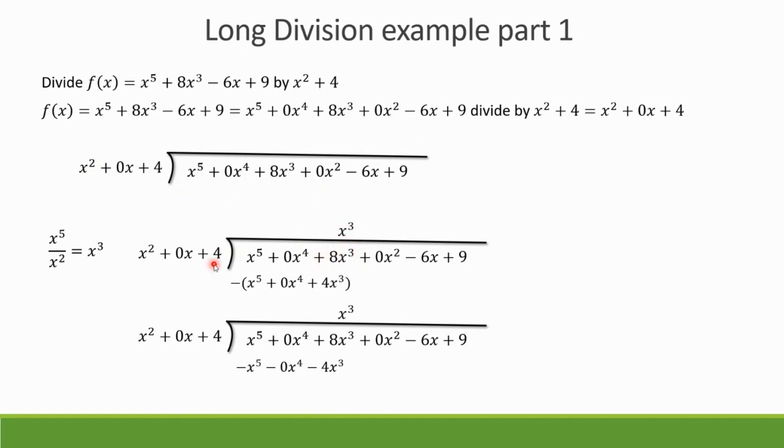And then we multiply and subtract the product. That's what we do next. So this is our product. We have x cubed times x squared is x to the 5th. X cubed times 0x is 0x to the 4. X cubed times 4 is 4x cubed, and we subtract it. So when you subtract, of course, you distribute that negative sign, right? So you have minus x to the 5th, minus 0x to the 4, minus 4x cubed, and so on.